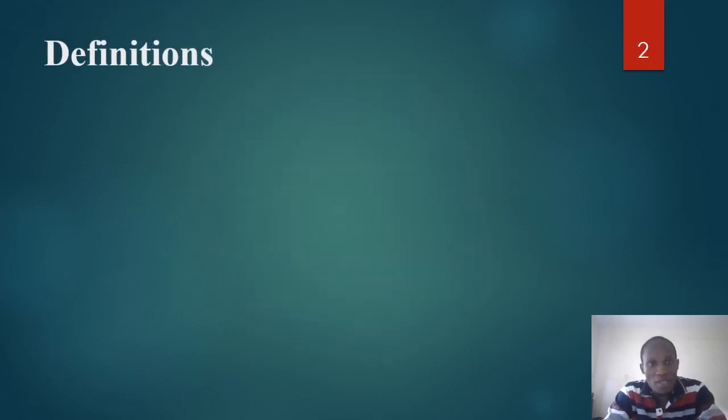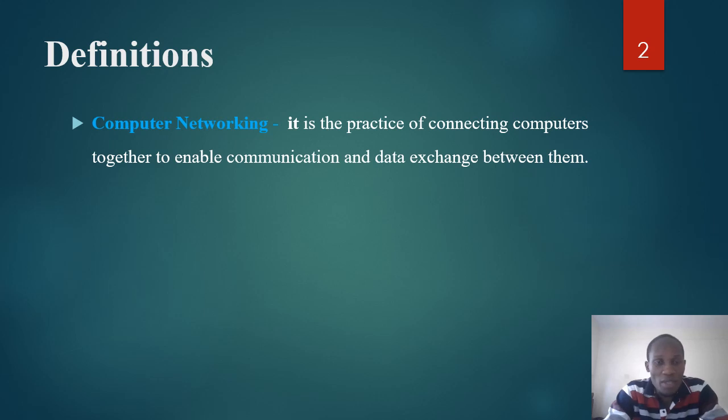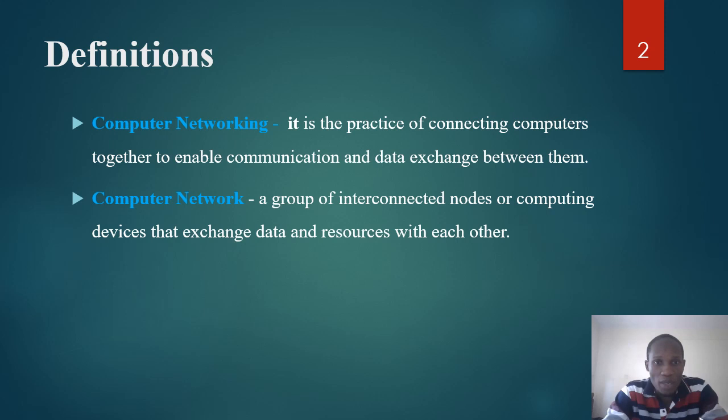So without wasting time, let us start with the definitions. And the first one is computer networking. This is basically the practice of connecting computers together to enable communication and data exchange between them. Then a network is a group of interconnected nodes or computing devices that exchange data and resources with each other. So whereas networking is the process or that practice of connecting those devices, a network is those devices now specifically.